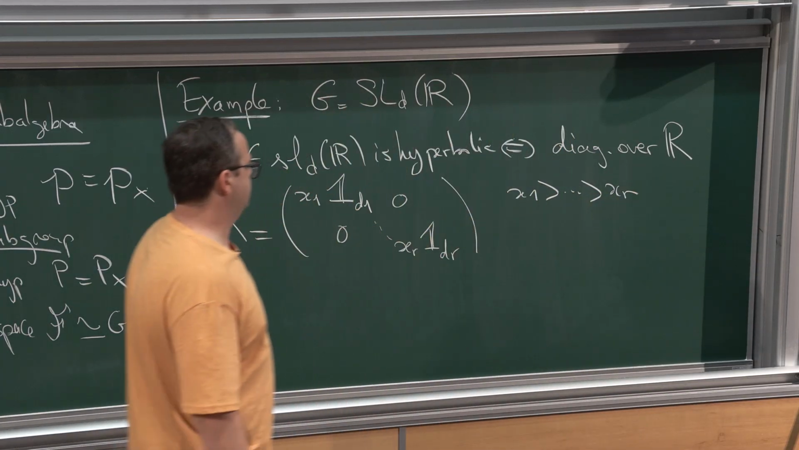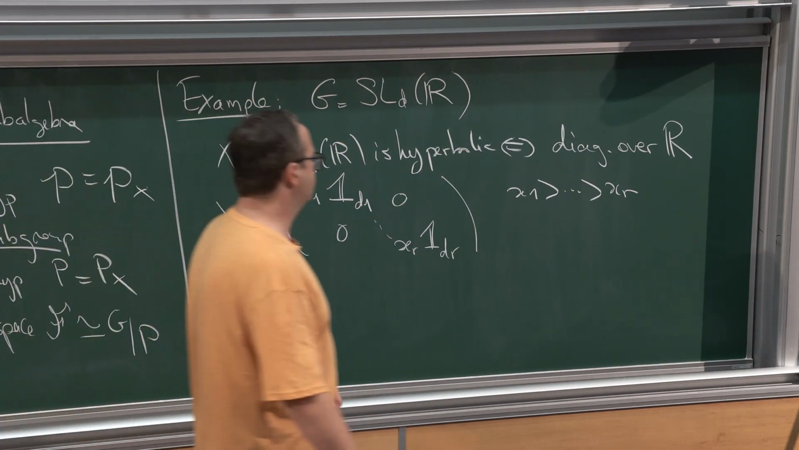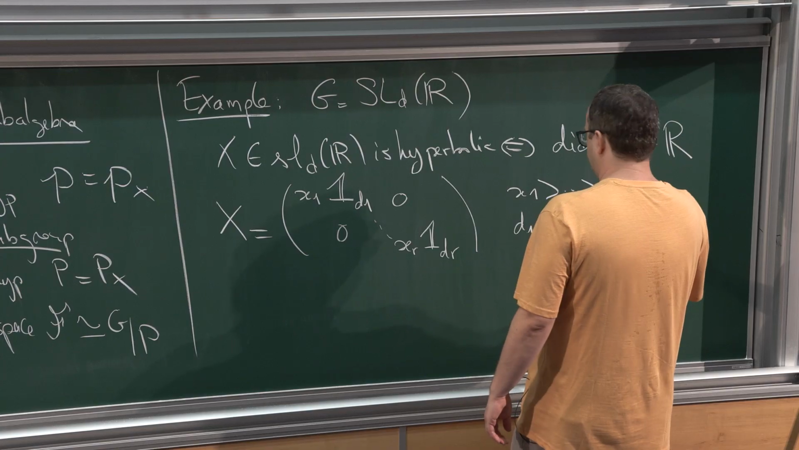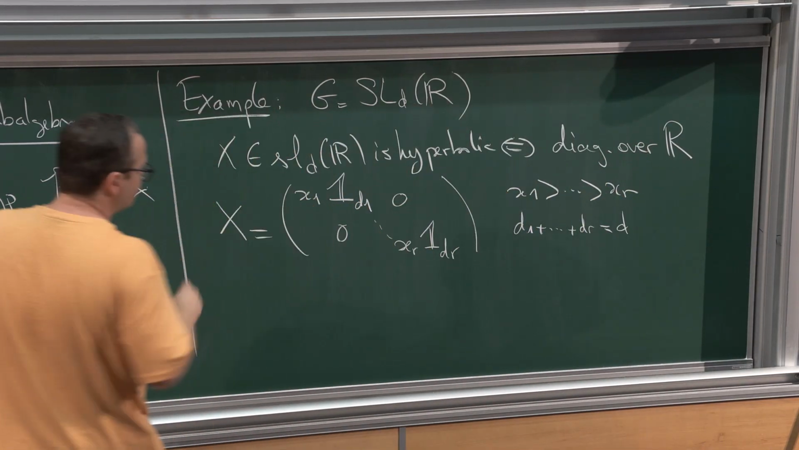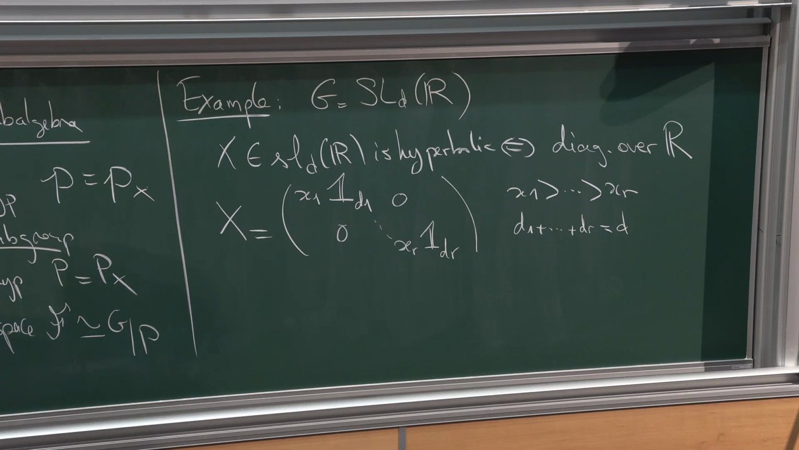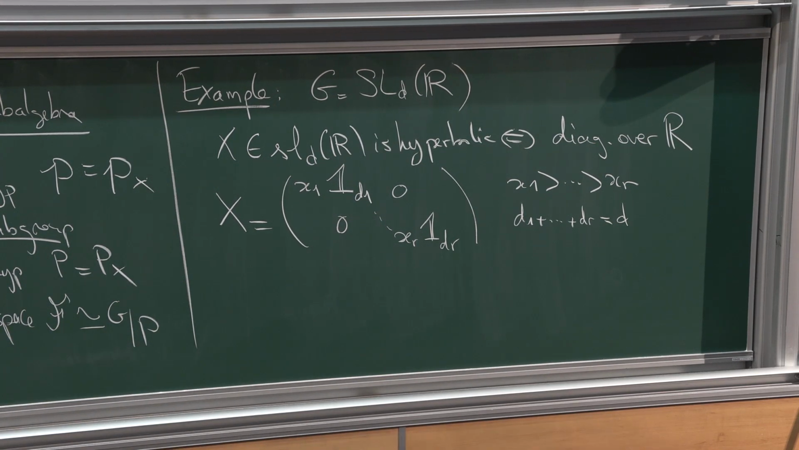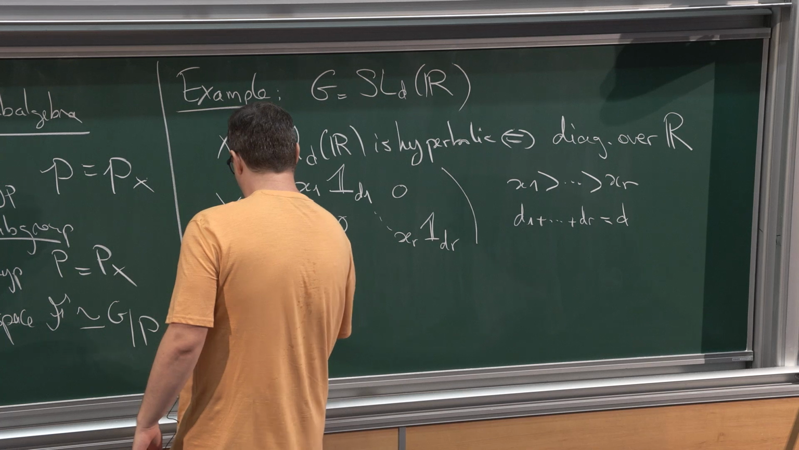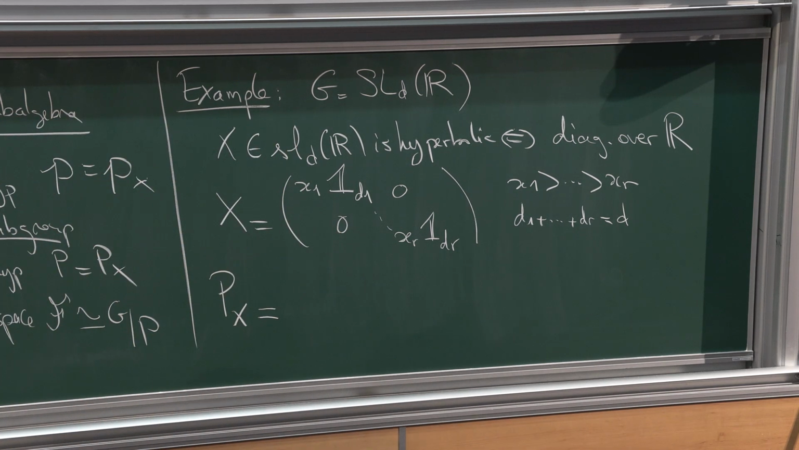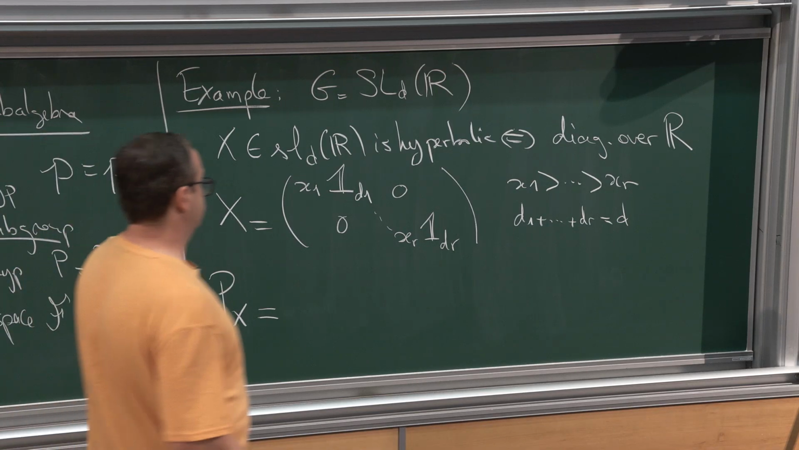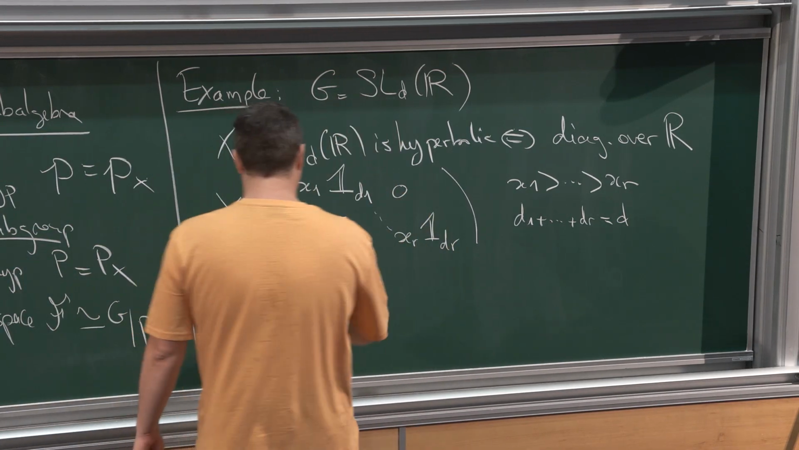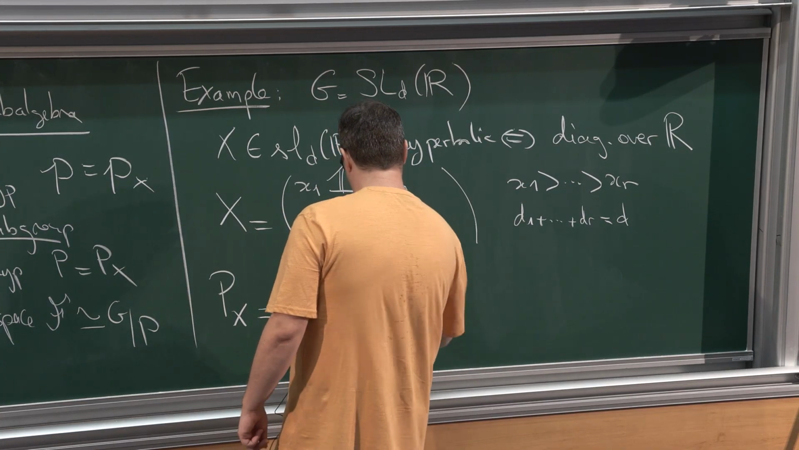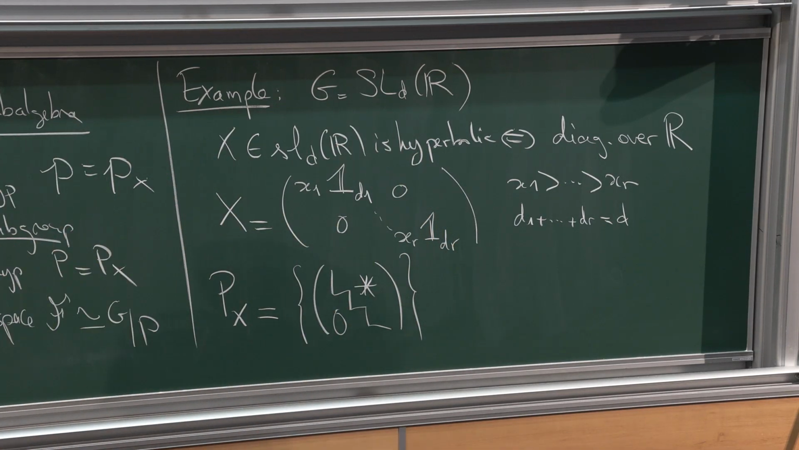And we'll assume all the x's to be arranged in this order and dimensions to add to the total dimension d. And of course, this is a Lie algebra, so the trace should be 0, so there's another equation to be satisfied. And now the parabolic subgroup in this case is just upper triangular matrices in the block decomposition corresponding to this. We have zeros here and a bunch of things over the diagonal.